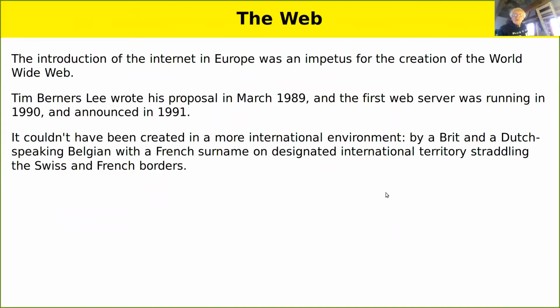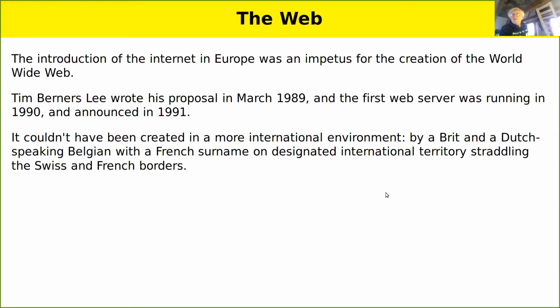The introduction of the internet in Europe was an impetus for the creation of the World Wide Web. Tim Berners-Lee, who was working in CERN in Switzerland, wrote his proposal in March 1989, only a few months after the start of the internet in Europe. And his first web server was running in 1990, which he announced in 1991. It couldn't have been created really in a more international environment.